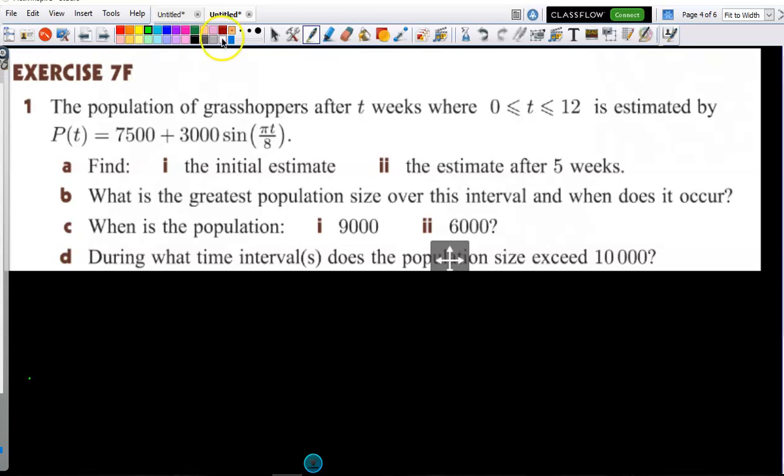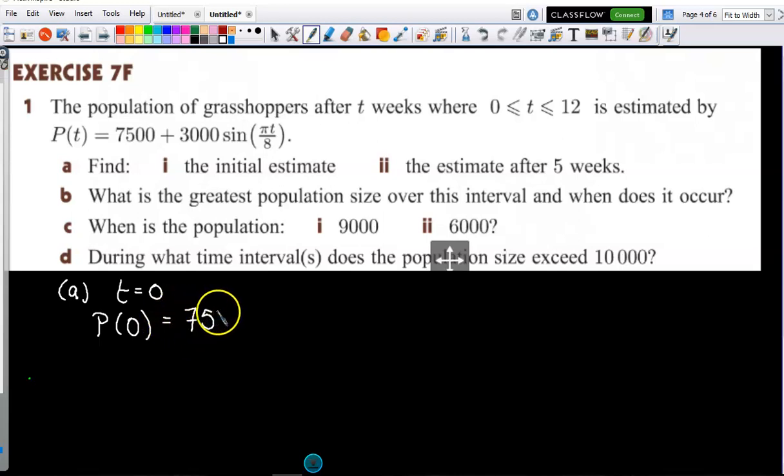So for A, find the initial estimate. Now, initial. How much time has passed initially? 0. So you will actually say time is 0, right? This is mathematical notation. It's saying P at what time? So I'm saying P of 0. So when P is T, I mean, if you didn't put that, it's not a disaster. It's just notation.